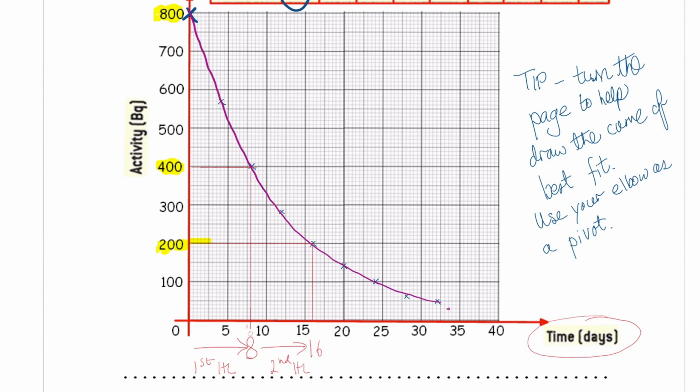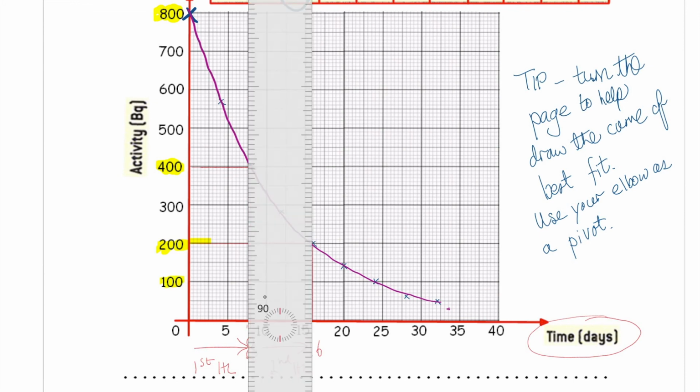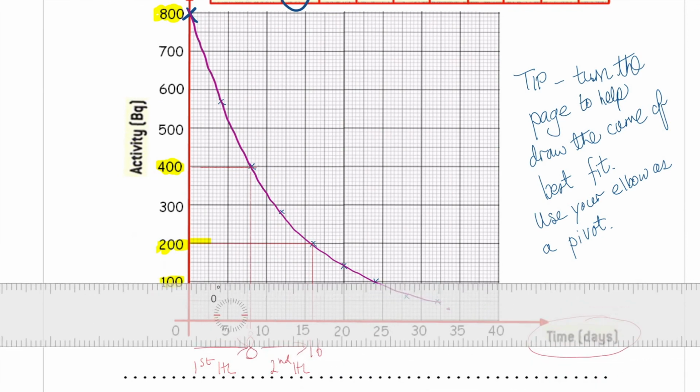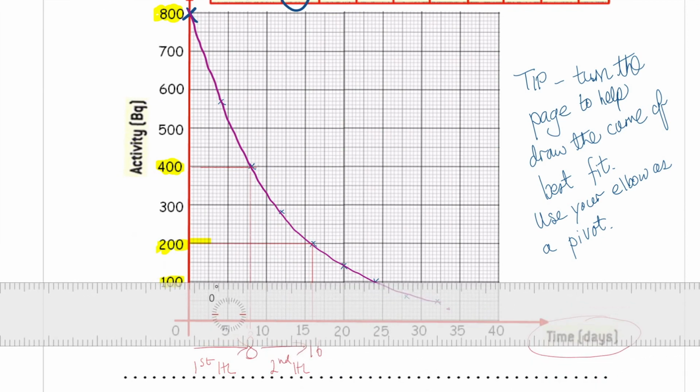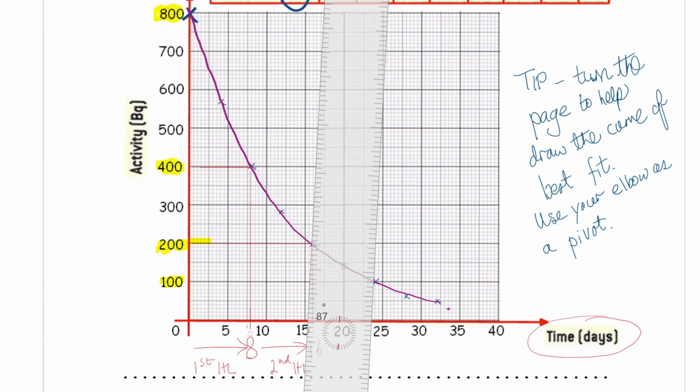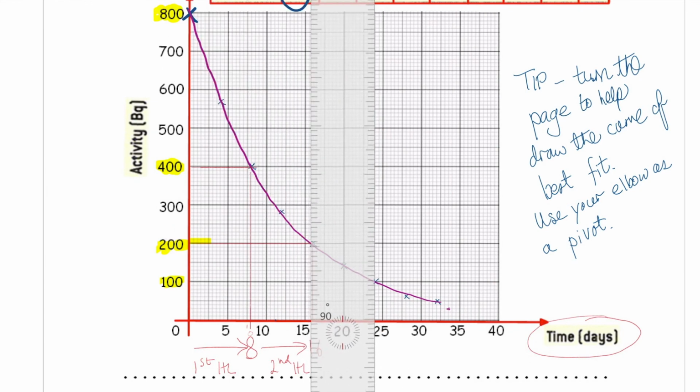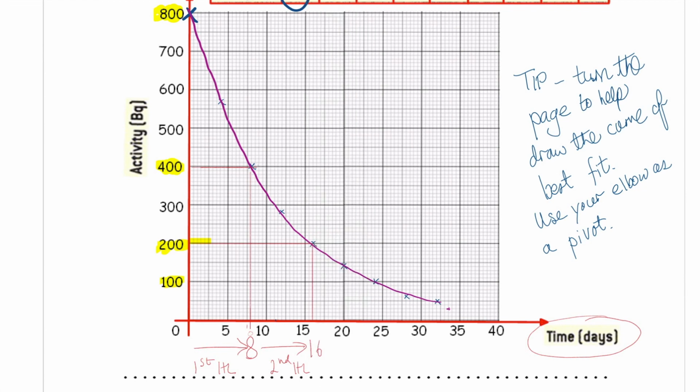and you could do the same. You could go to 100, even 50, and how long would it take then in order to get to 100? Well, if you spot the pattern, you should notice that it would be 24, because 8 on another half-life on top of 16 would give you 24. So that would be just about there.